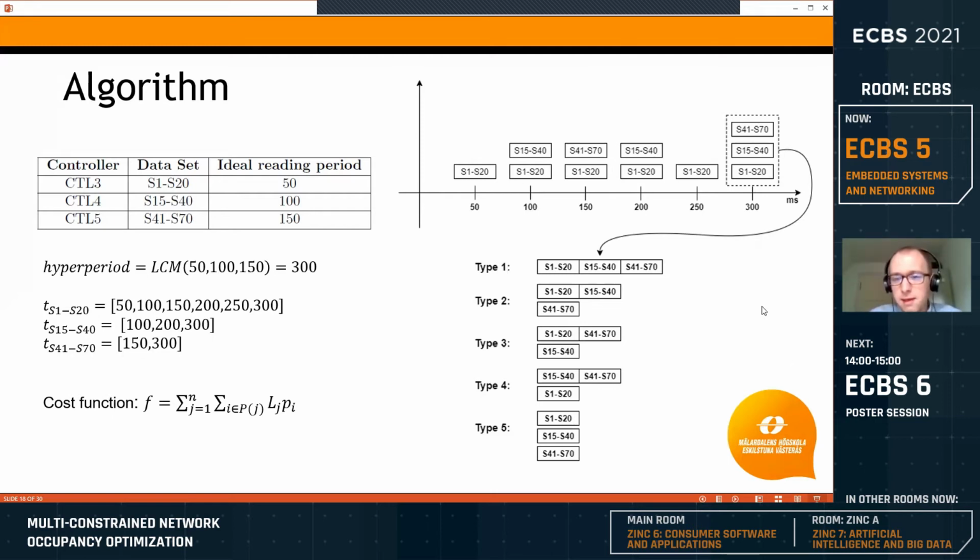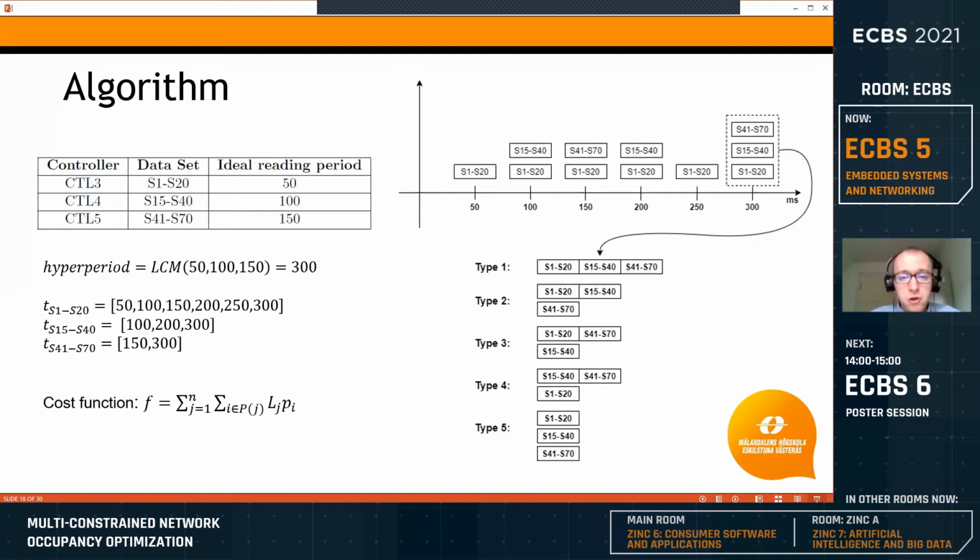And let's say we take the time moment of 300 milliseconds. Here we have 3 data sets that will be packed, and based on that we can create 5 combinations. So it's either try to pack all signals from all data sets into one package, or one by one, or try to put 2 data sets into one package, and so on.